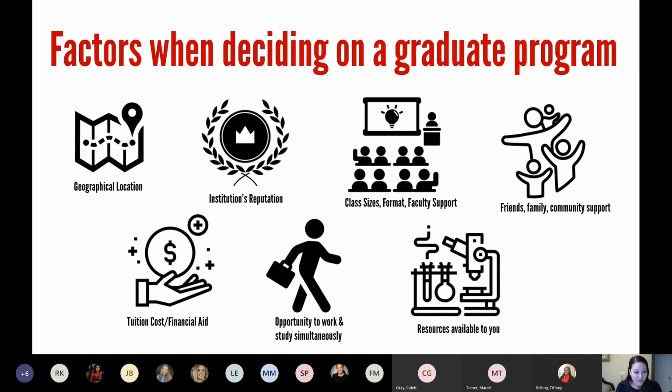So I invite each of you at the end of this to share, if you can, or if you're interested, what are your top three. It can be more than three, it can be less than three, but what are your top factors as each of you are deciding on a graduate program? And go ahead and put it into the chat. I'm very curious to see what everyone says.